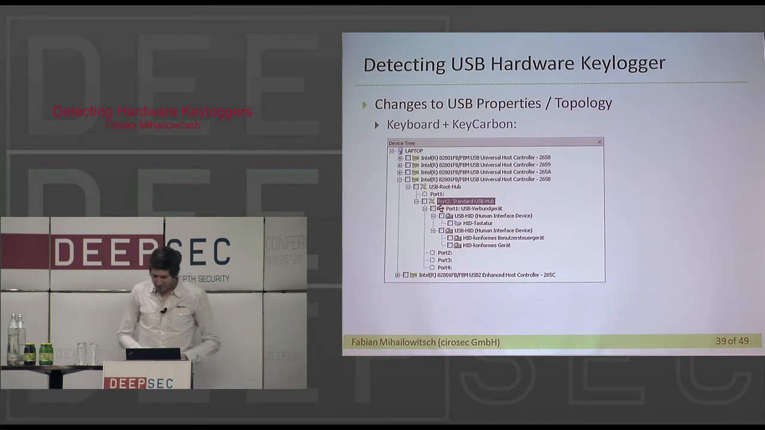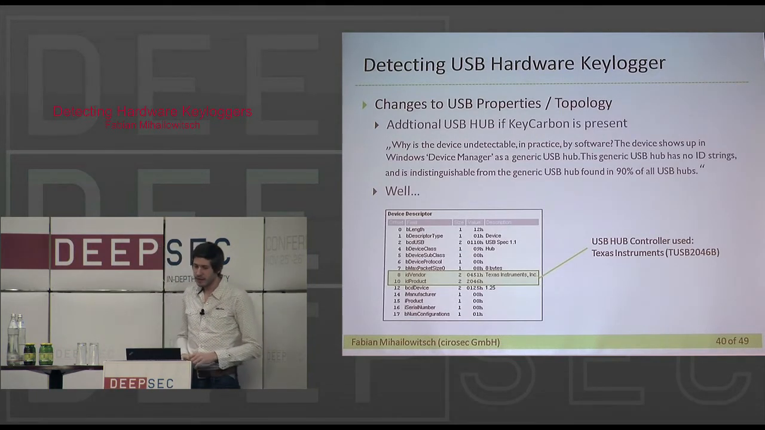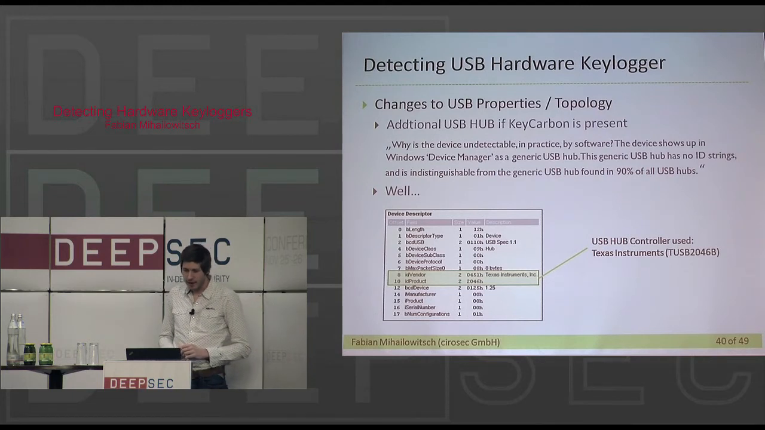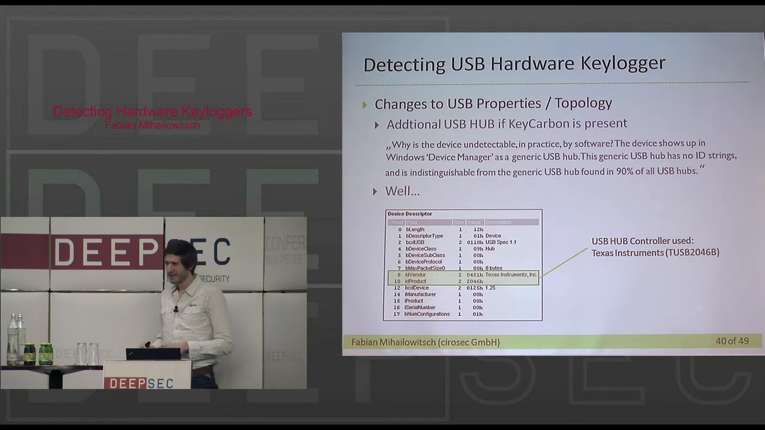Okay, but that's no problem. The vendor says, why is the device undetectable in practice by software? The device shows up in Windows Device Manager as a generic USB hub. This generic USB hub has no ID strings and is indistinguishable from the generic USB hub found in 90% of all USB hubs. I mean, at first, that's pretty cool that you say, we are undetectable. Okay, we introduce a hub, but we are still undetectable because it looks like all hubs.